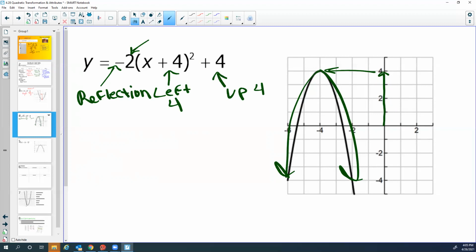The key thing to remember is that the 2 on the outside tells you that it is a vertical. And since it's a 2, it's going to be a stretch. Anytime your number is bigger than 1 and it's on the outside, that is how you know you have a stretch.